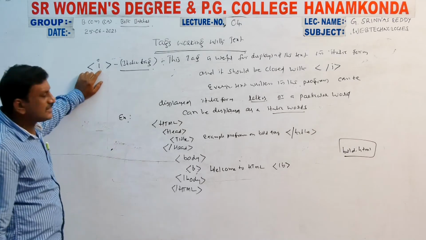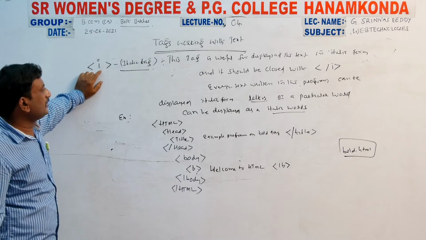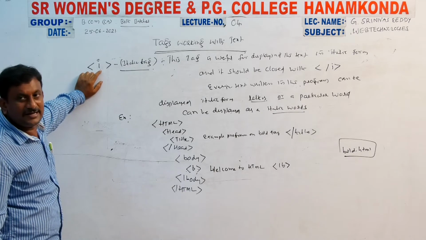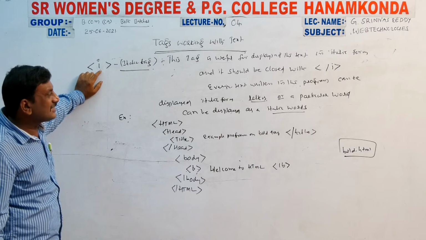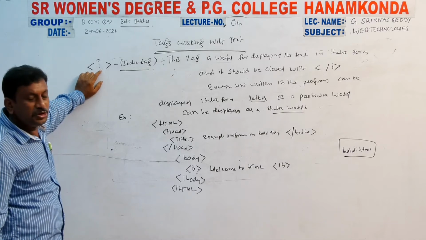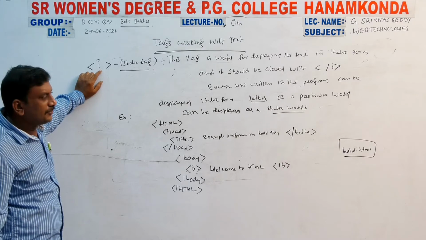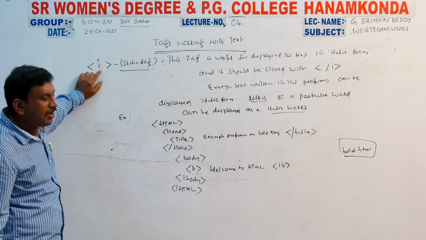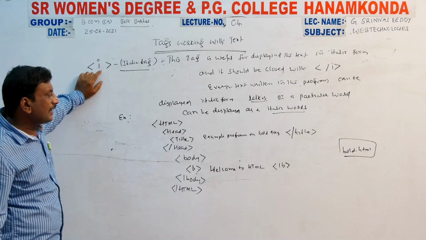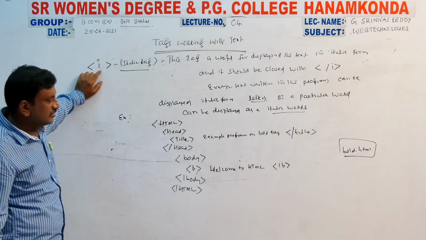Italic tag means italic tag. This tag is useful for displaying the text slightly slanted, like italic form, and should be closed with the corresponding I. Every text written in the program can be displayed in italic form, or a particular word can be displayed as italic words.